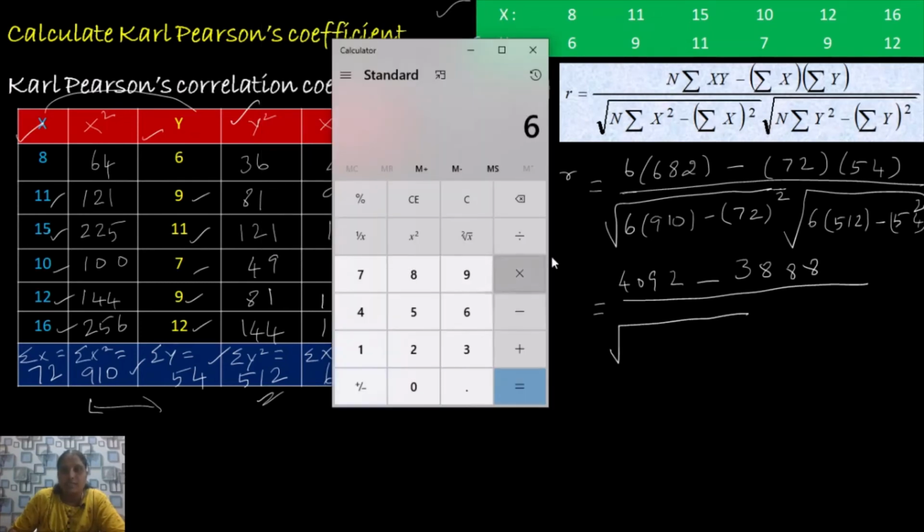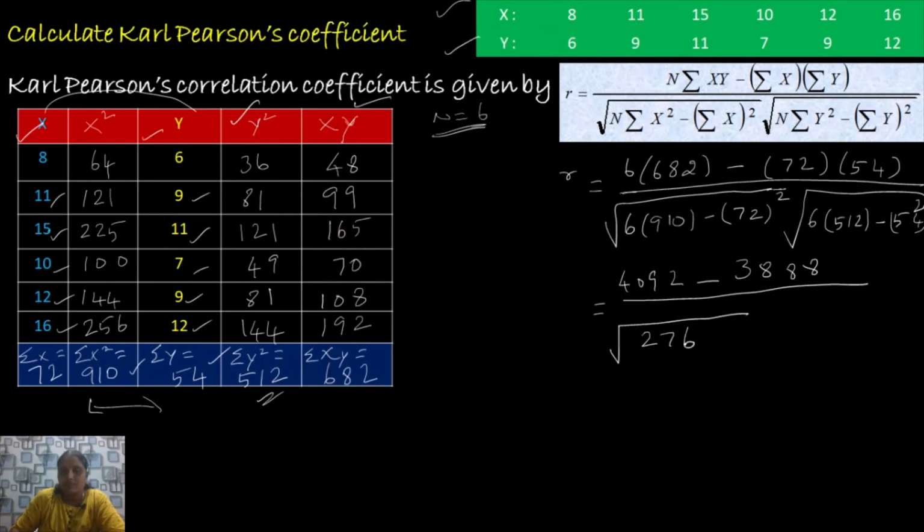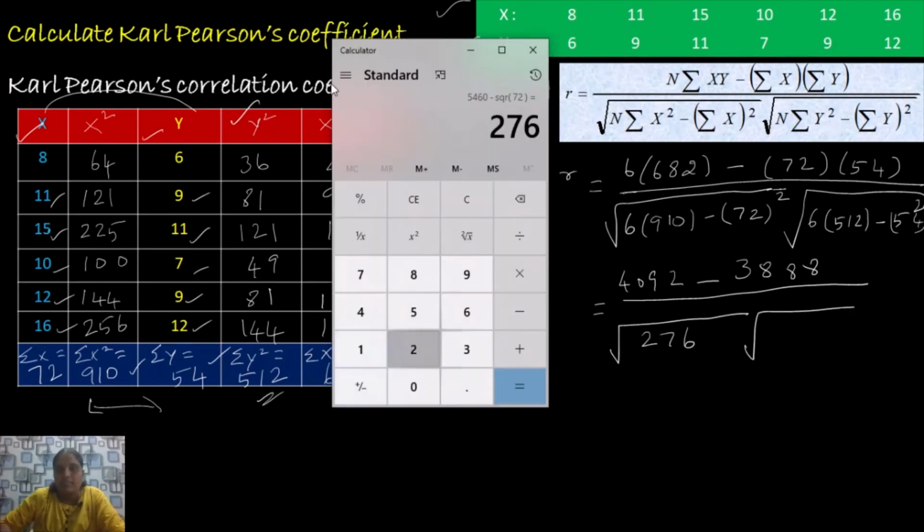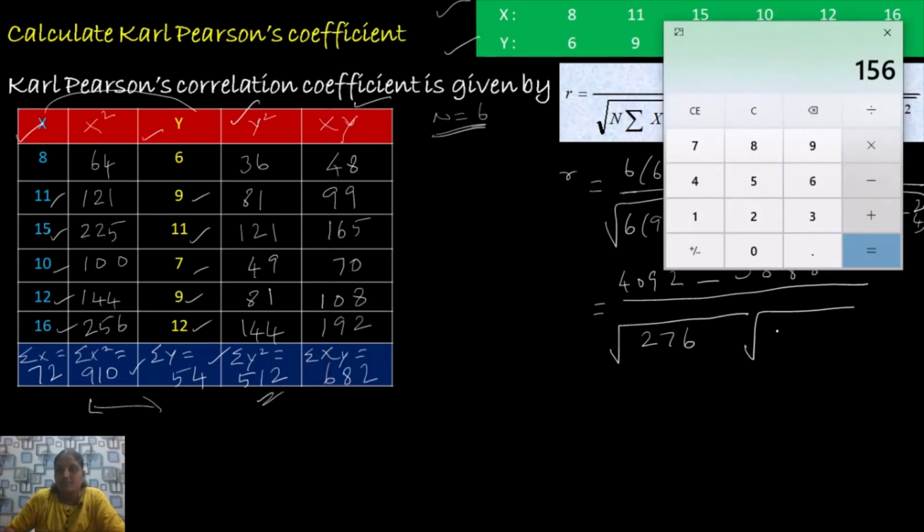Now 6 multiplied by 910 minus 72 square, so you get the value 276. Next, under root 6 multiplied by 512 minus 54 square, so you get the value 156.